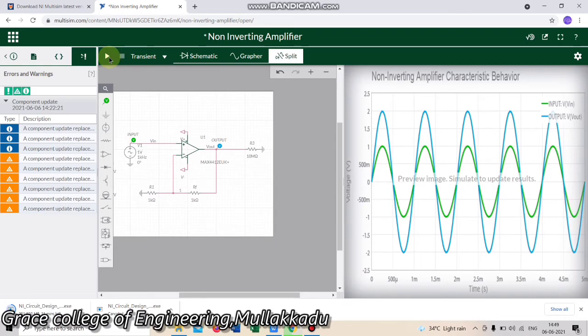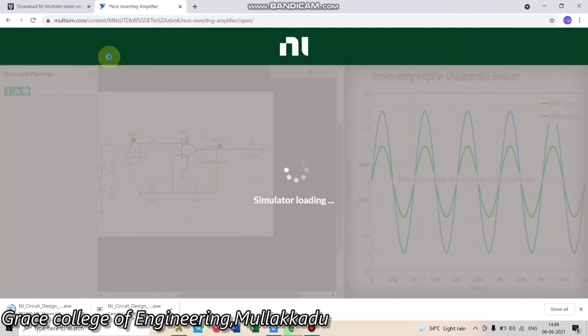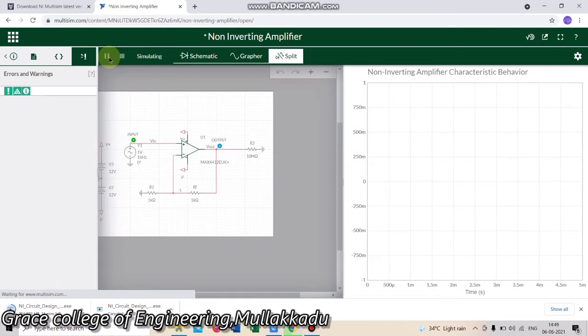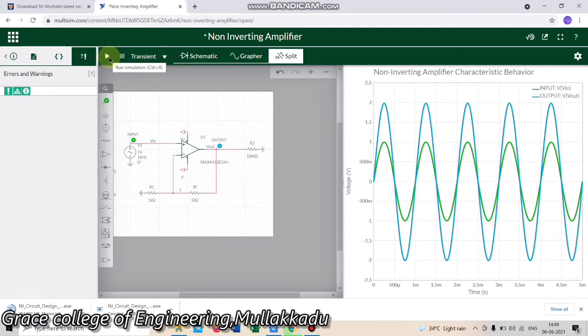And now I am going to run this live Multisim software. You can see that the input as well as output are in the same phase. This is the output for the non-inverting amplifier.